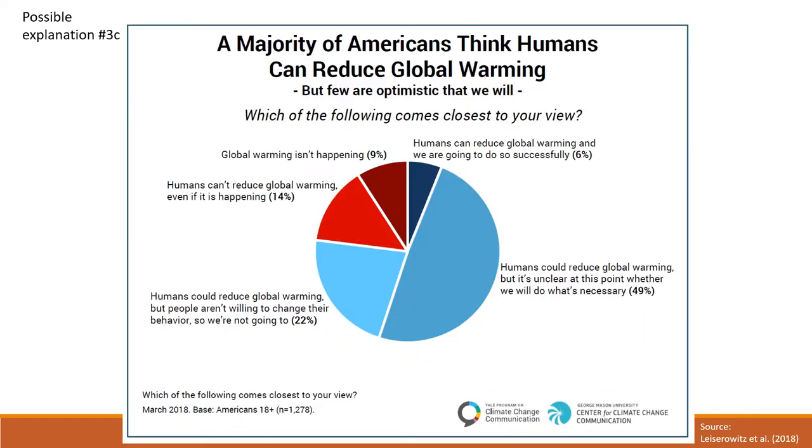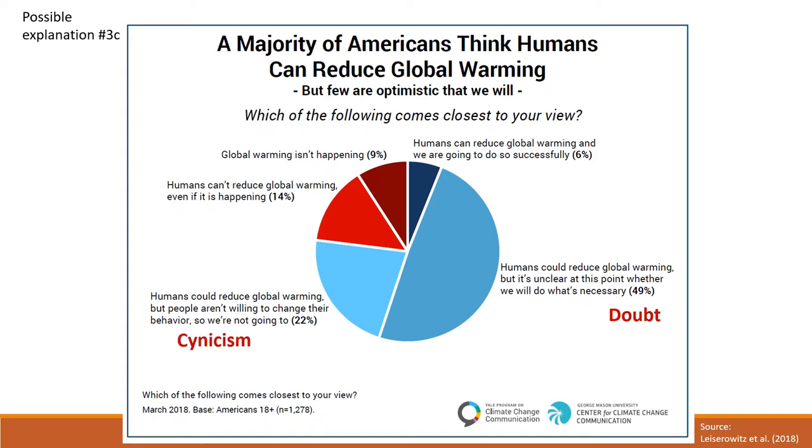There's another piece to this, and I want to explore that with you a little bit in going through this exercise or this particular slide together. In this case, people were asked which of these statements comes closest to their view. The first one is that the largest number of Americans believe that humans could reduce global warming, but it's unclear at this point whether they will do what's necessary. It's simply doubt. We could, but maybe we won't. That's a lot of people who think that way. If you have so little optimism that you could make a difference or that you collectively could make a difference, it's really important to think about that.